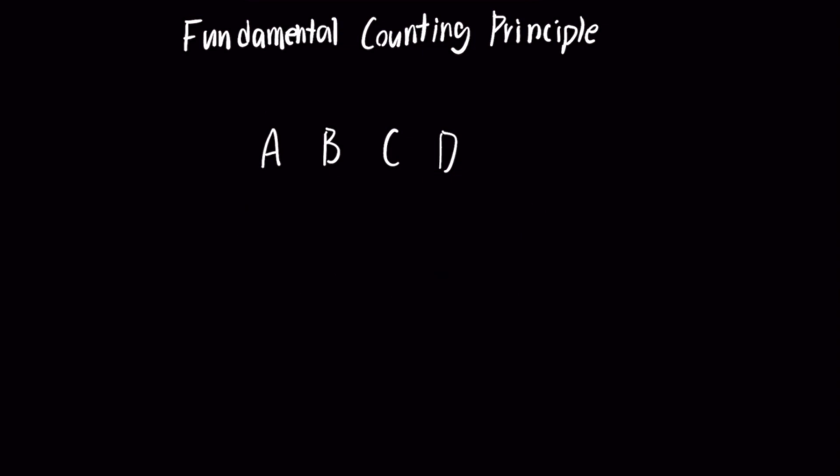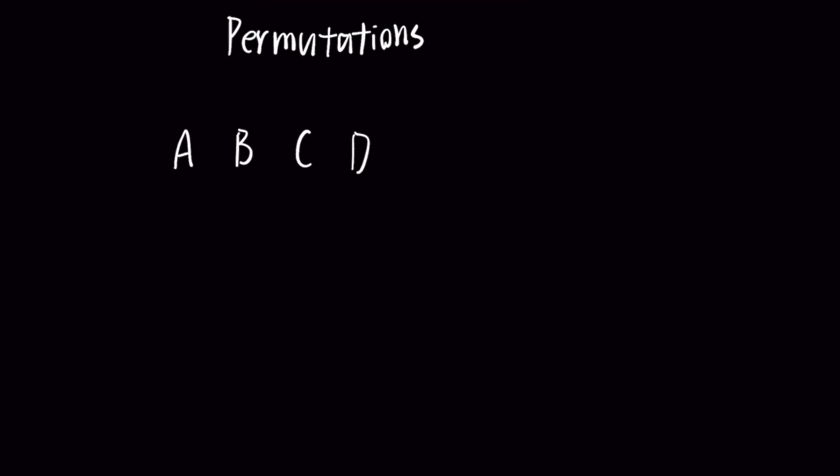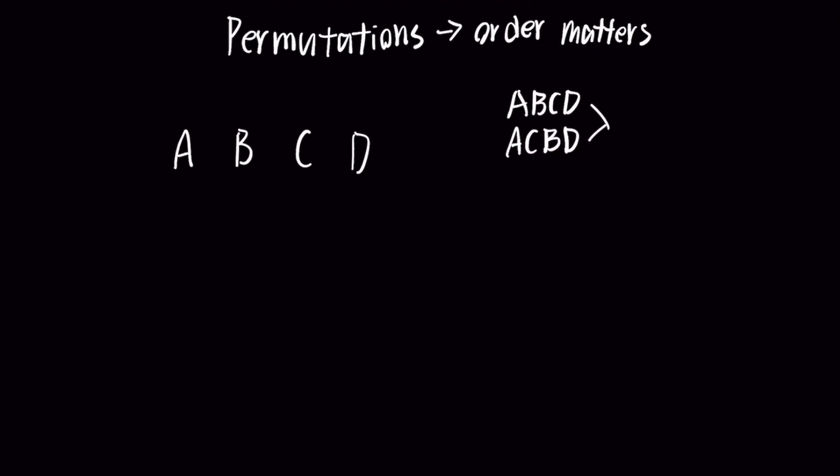But what if you don't want to choose all 4? What if you just want to pick 2 out of the 4? That's where permutations and combinations come in. So for permutations, the order matters, meaning that A, B, C, D is considered different than A, C, B, D. These count as 2 different arrangements. And that's the main difference between permutations and combinations: for permutations, order matters, but for combinations, it doesn't matter. So the formula for permutations is nPr equals n factorial over (n minus r) factorial.